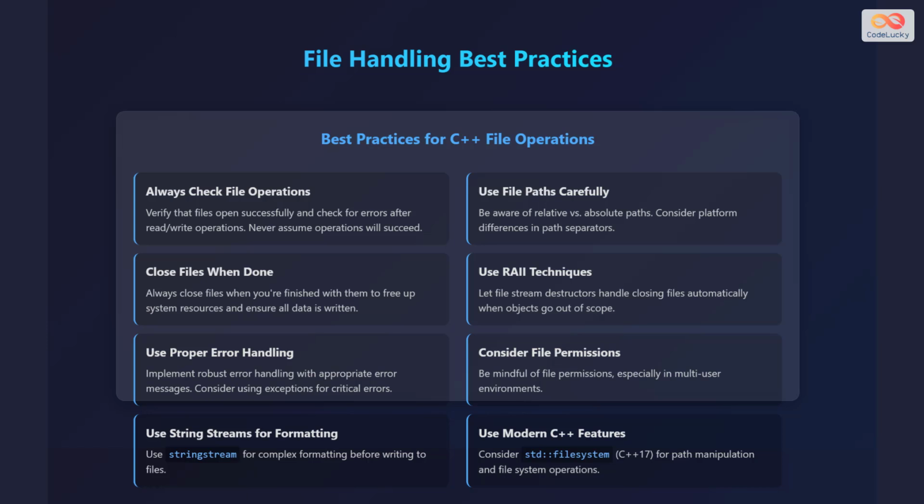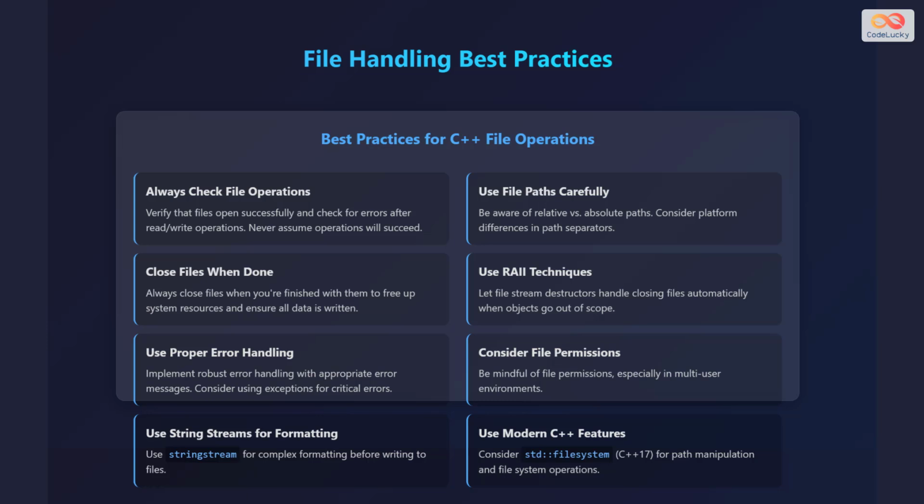To write robust file handling code, it's best to always check file operations, verifying that files open successfully and checking for errors after read or write operations. Always close files when you're finished with them to free up system resources and ensure all data is written. Implement robust error handling with appropriate error messages. Consider using exceptions for critical errors. Also, use stringstream for complex formatting before writing to files.